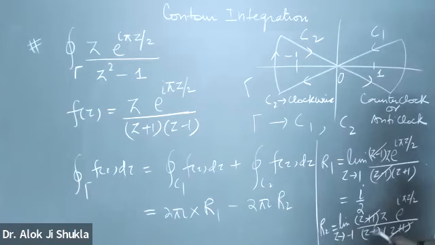-1, minus and minus cancels now, and minus i pi by 2 will become minus i by 2. So it will become minus i by 2.